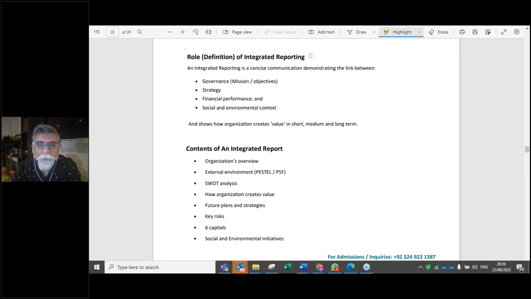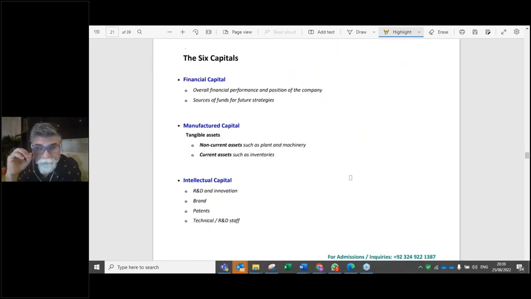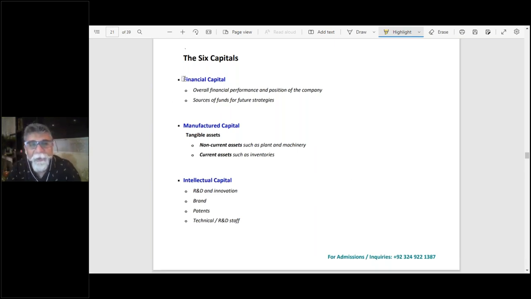So what is integrated reporting? You can have a look at the definition. What are the contents? The 6 capitals, that's important. Integrated reporting says that an organization has 6 capitals, not 1 capital. First of all, the organization has financial capital. Financial capital is the usual financial position of the company: the balance sheet, the P&L, the reserves, the cash flows, the liquidity, how easily an organization can raise funds or finance. So financial is one part of the 6 capitals, right?